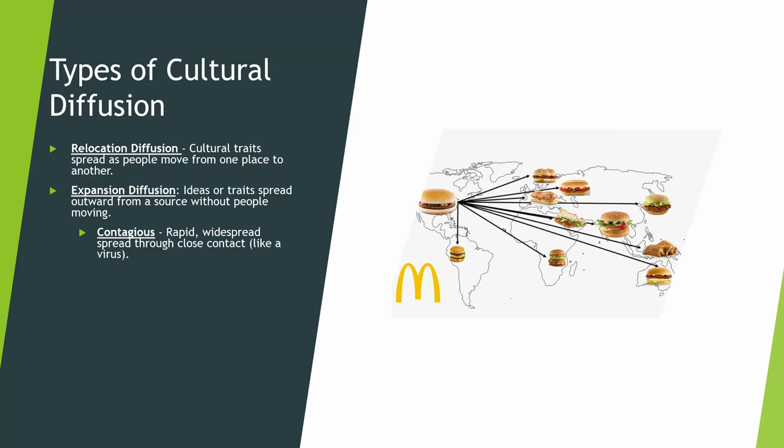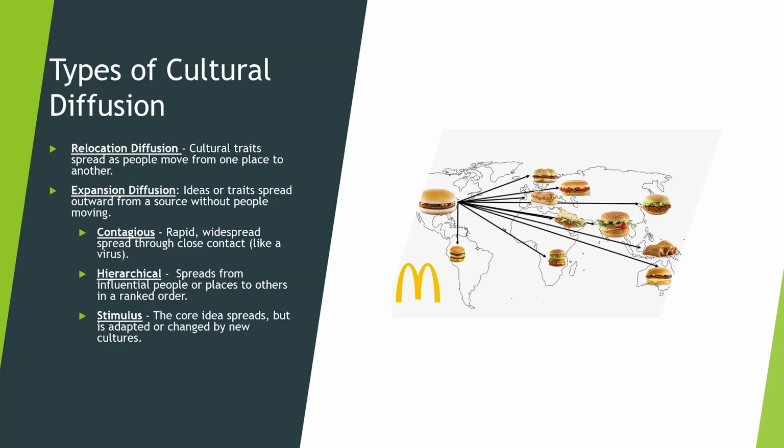So within expansion, there's 3 types. There's contagious, which is quick, kind of like a virus. There's hierarchical, which is spreading from influential people or places to others in a ranked order. And stimulus diffusion, sort of like how the core idea spreads, but it's adapted and changed by new cultures. So like when McDonald's spreads to other places, and it's still McDonald's, but there's going to be new food items based on whatever is in that particular region.